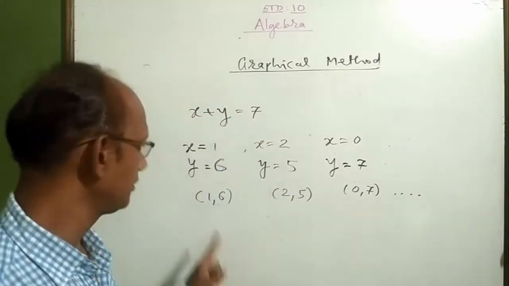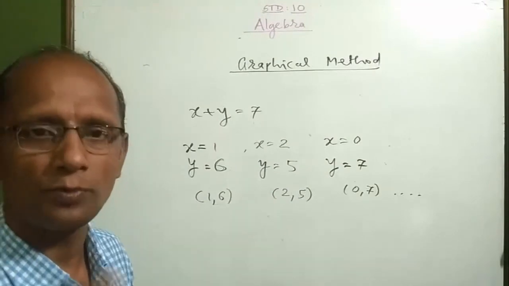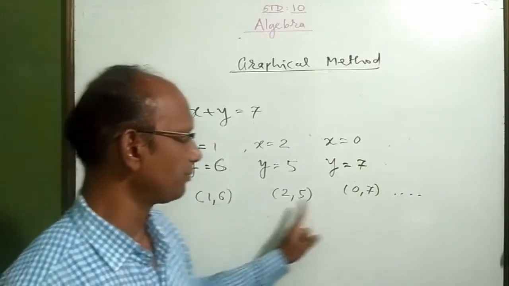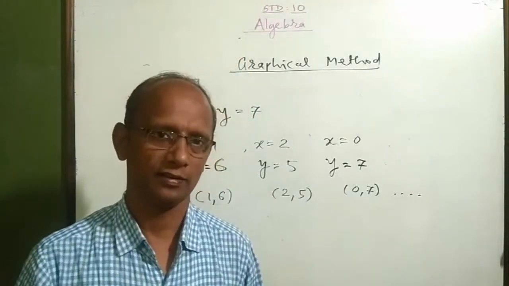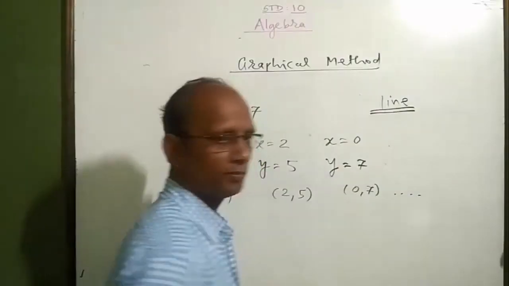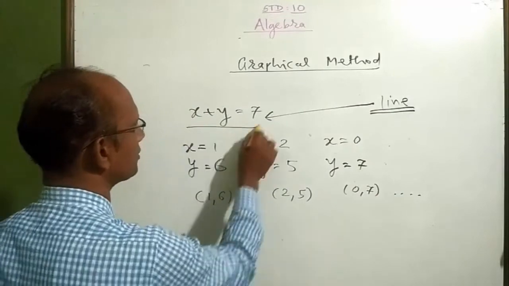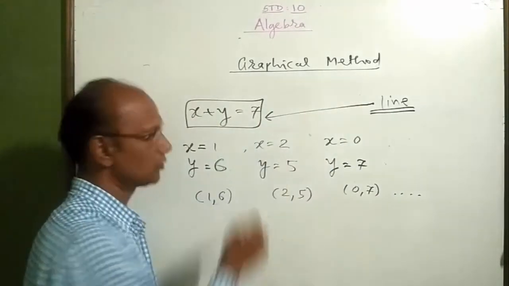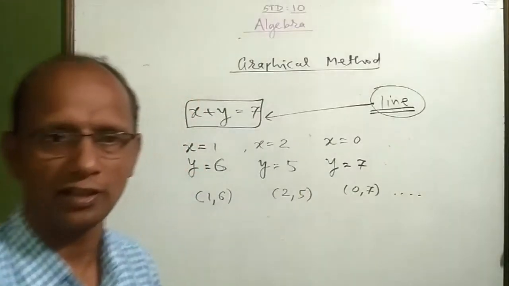If we plot these points on the graph paper, what will we observe? We observe that when we plot all these points, they form a line, and that line we obtained on the graph paper is the graph of this equation. So the graph of this equation is a line, and that's why it is also called a linear equation, as known to you.